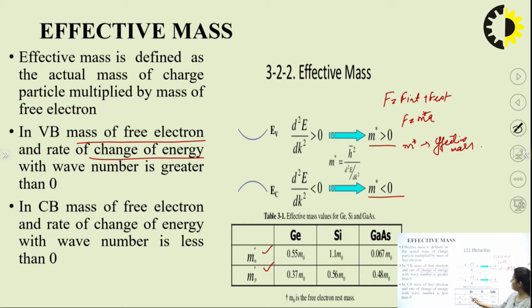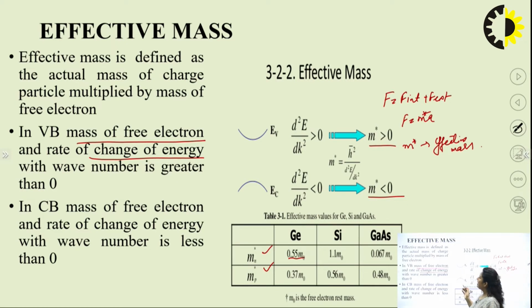So germanium has effective mass around 0.55 m naught, silicon is 1.1 m naught, gallium arsenide is 0.067 m naught. Similarly, for the holes it is 0.37 m naught for germanium, then for silicon 0.56 m naught, and for gallium arsenide around 0.48 m naught. So the effective mass varies from germanium to gallium arsenide, as we have the elemental semiconductors, and for the compound semiconductors it is different.